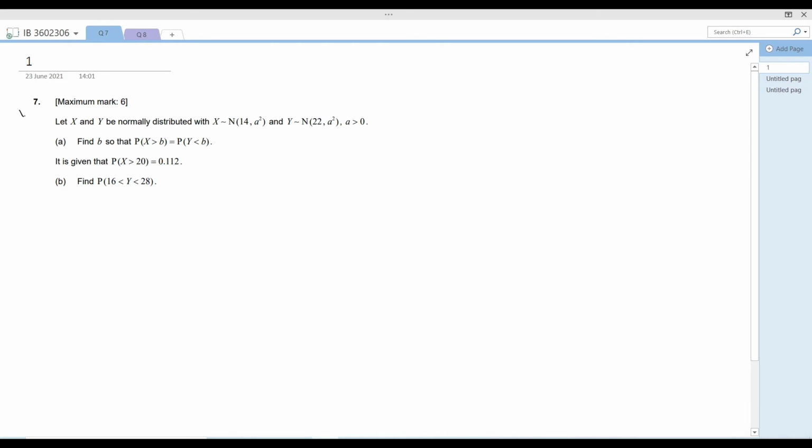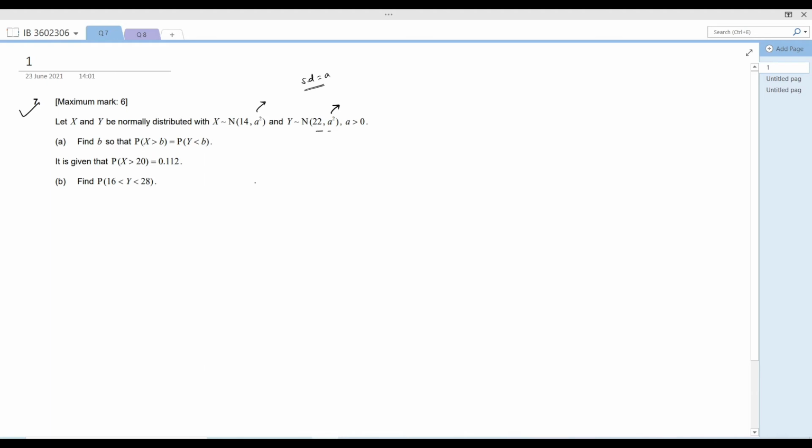So the question is, let x and y be normally distributed with x normal 14 and a square and y normal 22 and a square, a greater than 0. So as you can see, here a square and here a square, both the variances are equal. It means the standard deviation is a for both the cases.